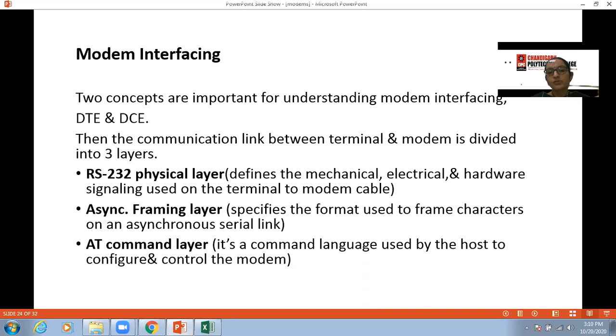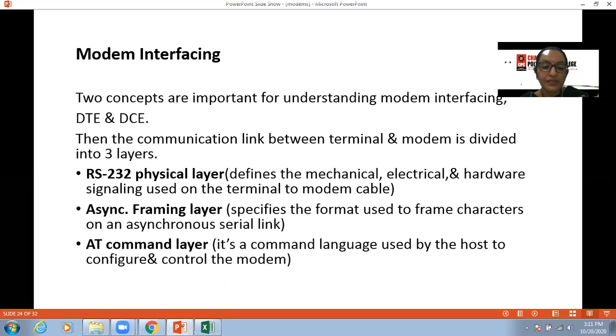So the communication link between the terminal and modem divides into three layers. First one is RS-232, that is a physical layer, which defines the mechanical, electrical, and hardware signaling used for the terminal to modem cable. Second one is our asynchronous framing layer, which specifies the format used to frame characters on an asynchronous link. Next one is the command layer, which is a command language used by the host to configure and control our modem.